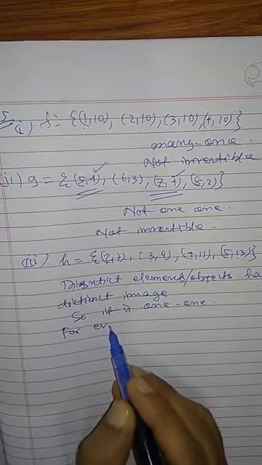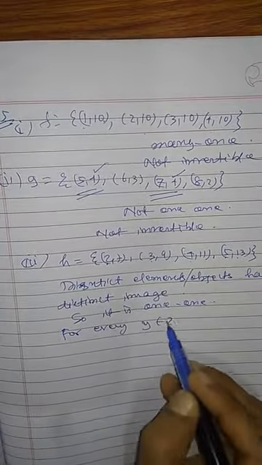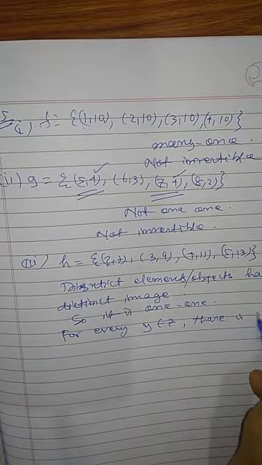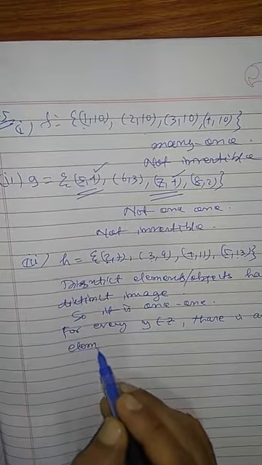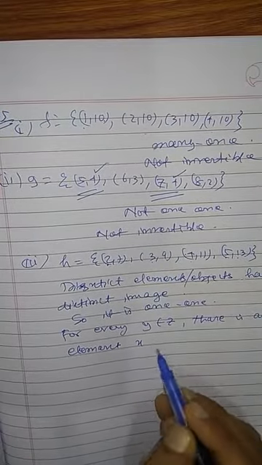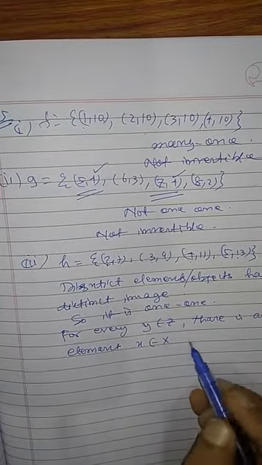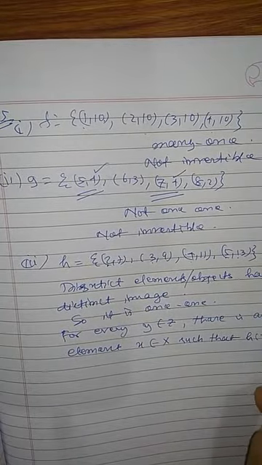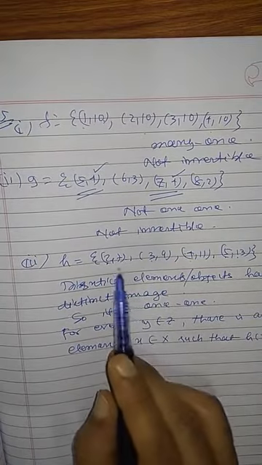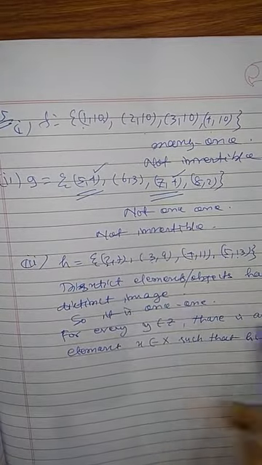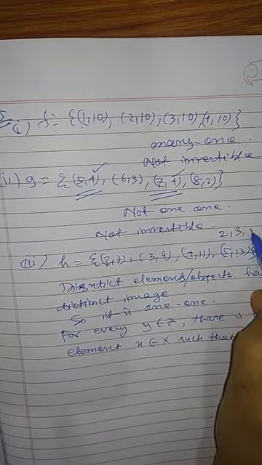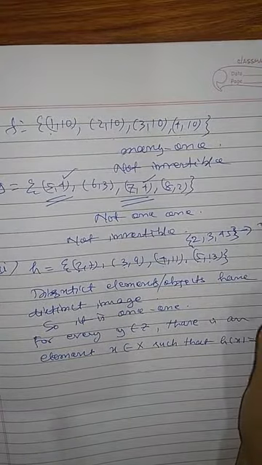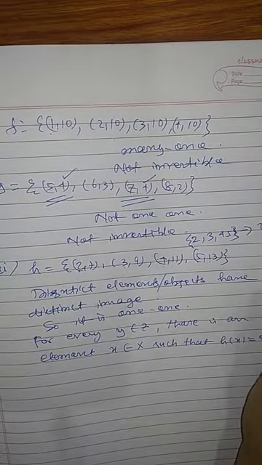For every y belongs to Z, there is an element x belongs to X such that h of x is equal to y. How? Listen, in the question your h is given as 2, 3, 4, 5 mapping to 7, 9, 11, 13. This is the question.